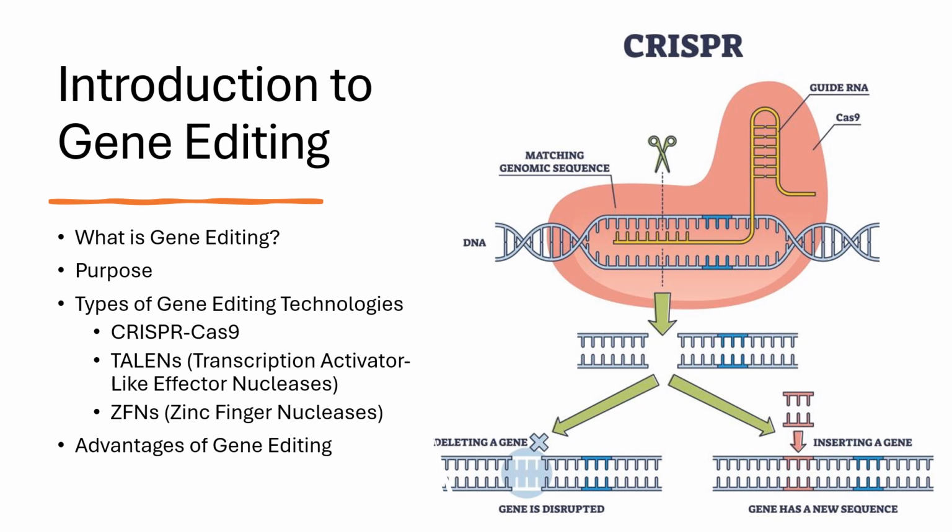Now, there are different types of gene editing technologies. One of them is CRISPR-Cas9. It's a powerful tool that allows for precise, direct changes to the genome, to the DNA. It uses a guide RNA to target specific DNA sequences and an enzyme called Cas9 to cut the DNA at the target location.